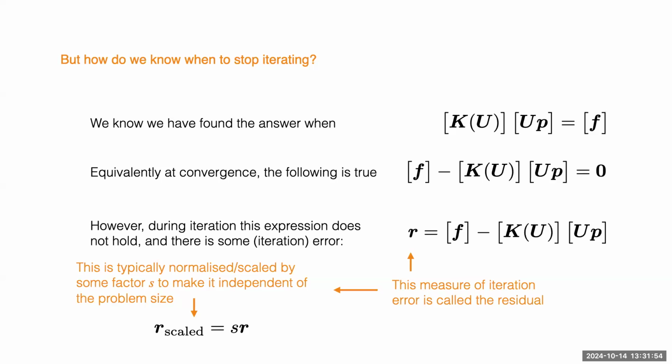So typically we will scale these residuals. Rather than just saying when R is below some tolerance, we will multiply R by a scaling factor S. That scaling factor should make the definition of your residual dimensionless and independent of the scale. For example, you might divide it in some way by the dimensions of your geometry or something like that. There's various ways that can be calculated.